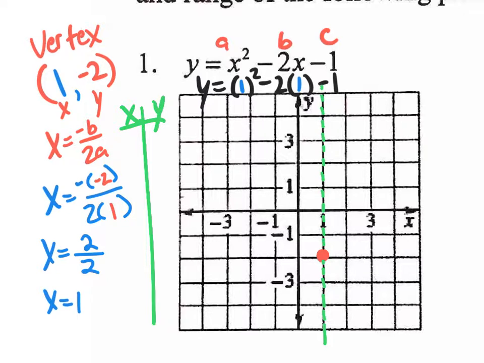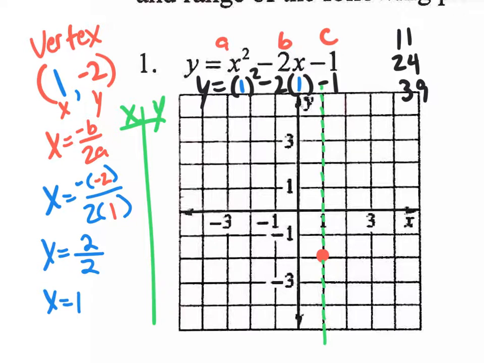But the quick, fast way is to understand that the A value is 1, which means you could use a pattern. What's a pattern? 1, 1, 2, 4, 3, 9. Memorize it.